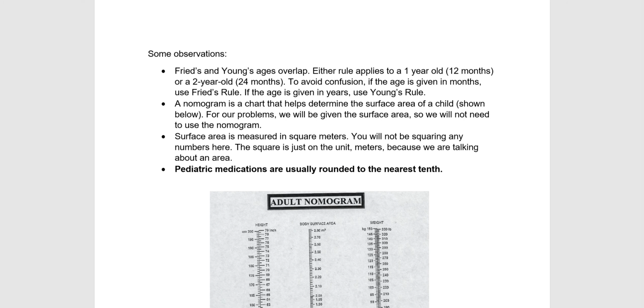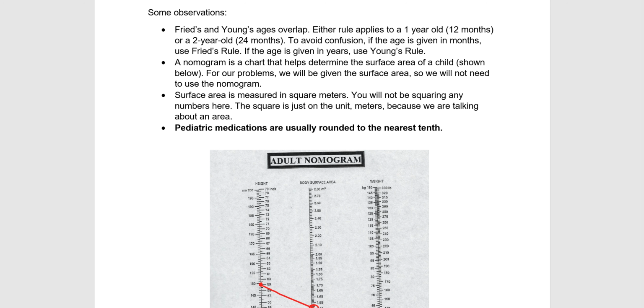Okay, so for finishing up these observations, as we mentioned a couple times, surface area is going to be measured in square meters. That doesn't mean we're going to be squaring any numbers and plugging the number squared into the calculator or doing it by hand. The squared is just going to be a unit on the meters, and this is because we're talking about an area. Anytime we're talking about area, it's units squared. And the last thing here, pediatric medications are usually rounded to the nearest tenth.